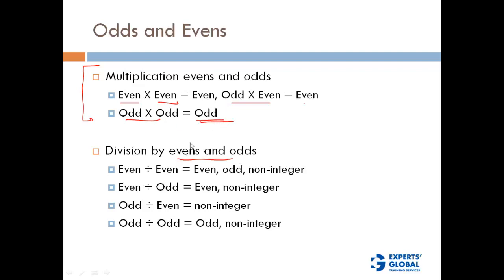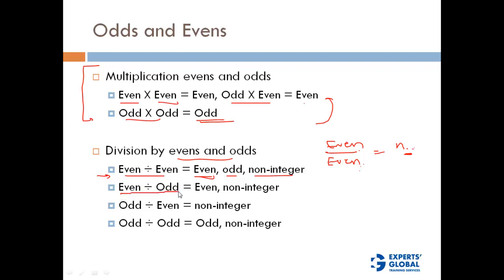Division by evens and odds follows the same rules, just looked at from a different angle. Even divided by even can be even, or odd, or a non-integer, because even divided by even equals something, and that something can be odd also, since odd times even will ultimately give us even. So it can be anything: even times even giving even, or a non-integer times even also giving us even. So this is very open-ended.